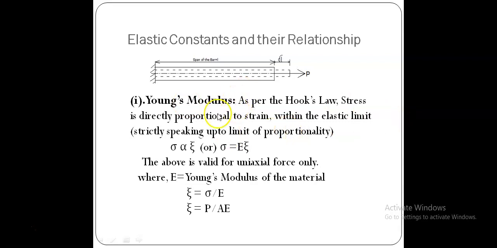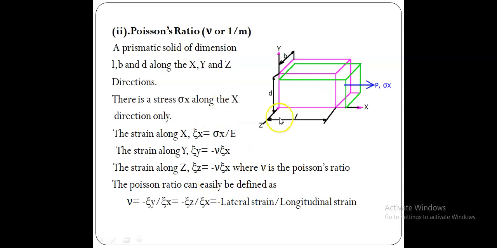As we have already discussed the Young's modulus, as per Hooke's law, stress is directly proportional to strain within the elastic limit, strictly speaking up to the limit of proportionality. Therefore, sigma is directly proportional to epsilon, or sigma is equal to E into epsilon. Here we use a constant E, which is the Young's modulus of the material, and therefore E can be defined as the ratio between stress and strain. That is, Young's modulus of that material is equal to stress divided by strain. Next, Poisson ratio.